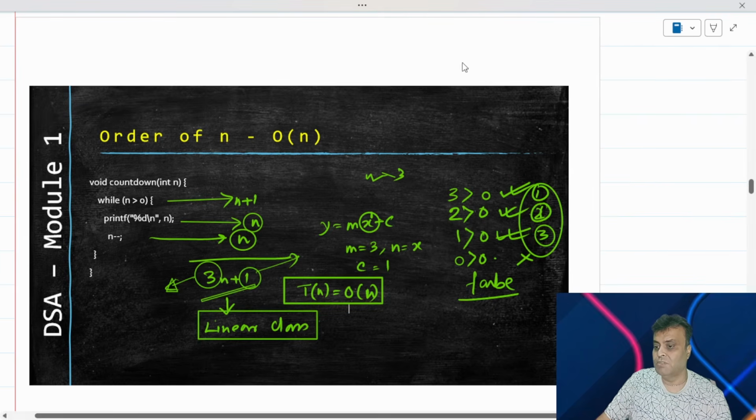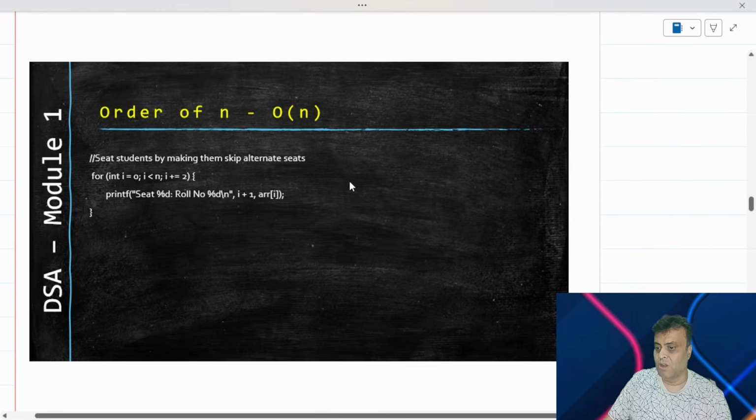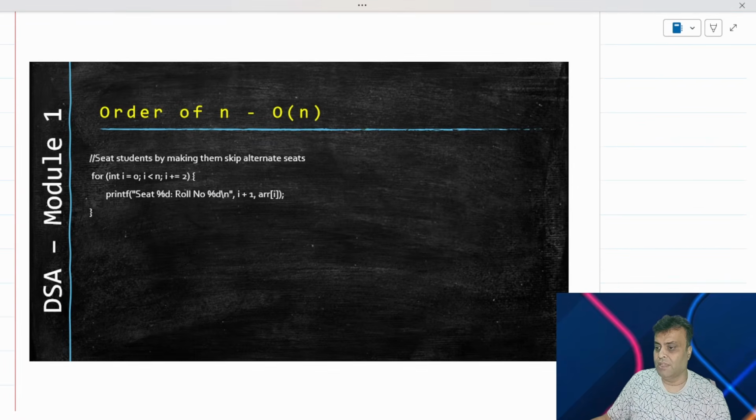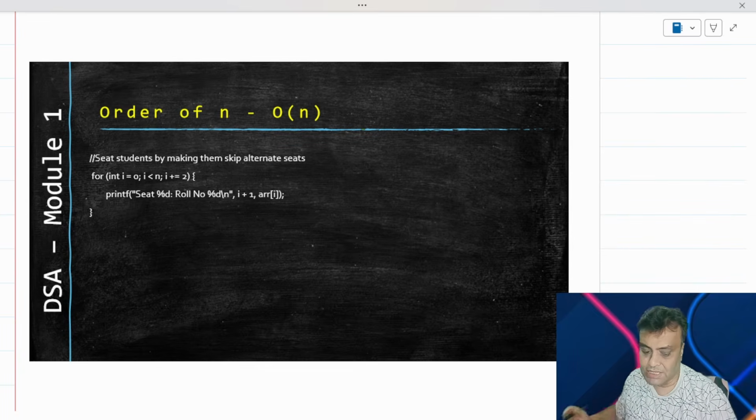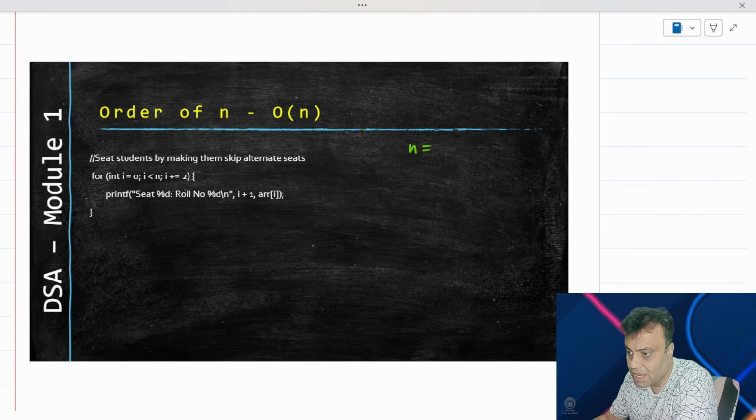Now that is on this particular while loop. So irrespective of whether the loop goes in the forward direction or backward direction, it will always execute in an order of n. Now one more example if we take, and here we are making students skip seats during an examination, right? So that they sit in alternate seats, right? So let us take that n is, let's say, 10. How does this algorithm behave is what we will want to see.